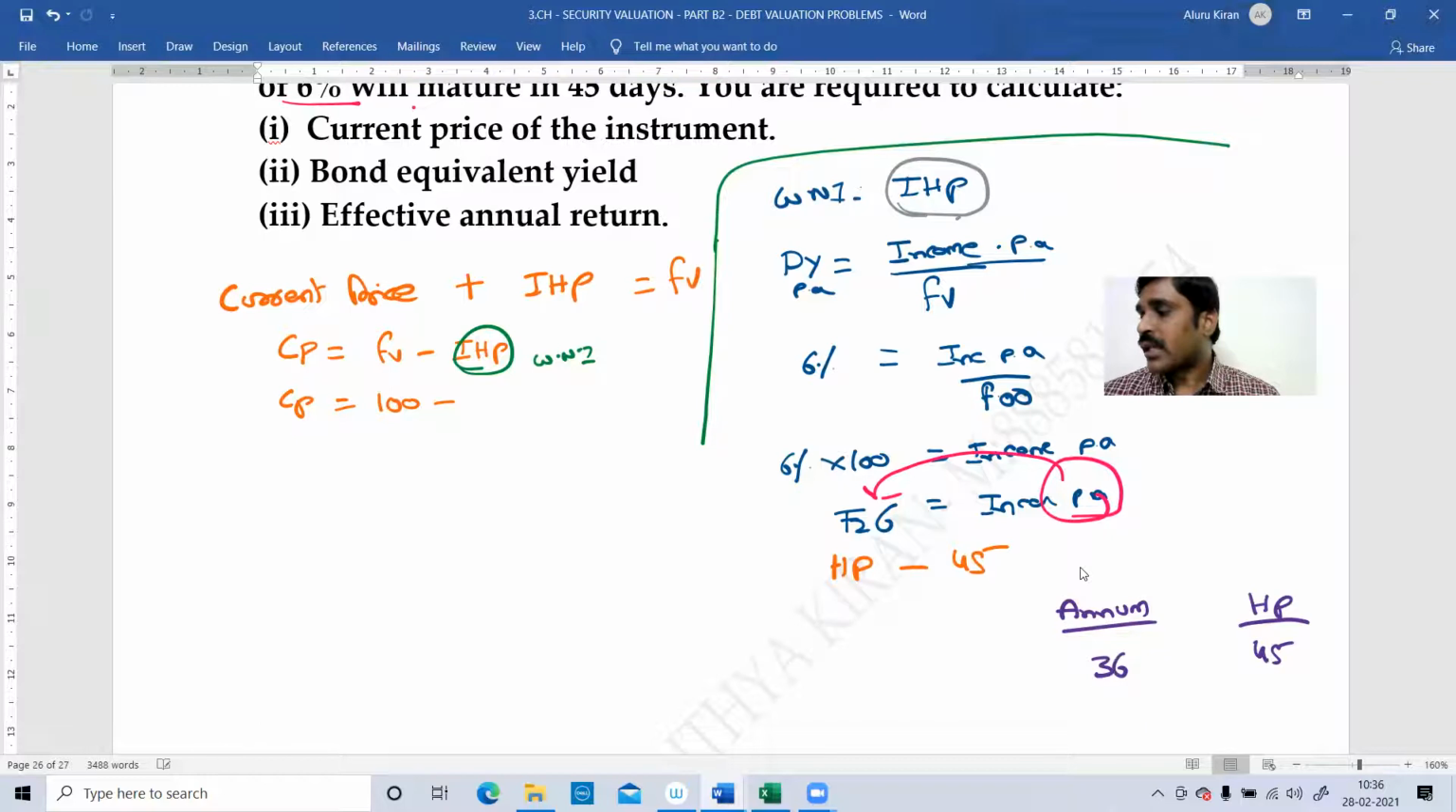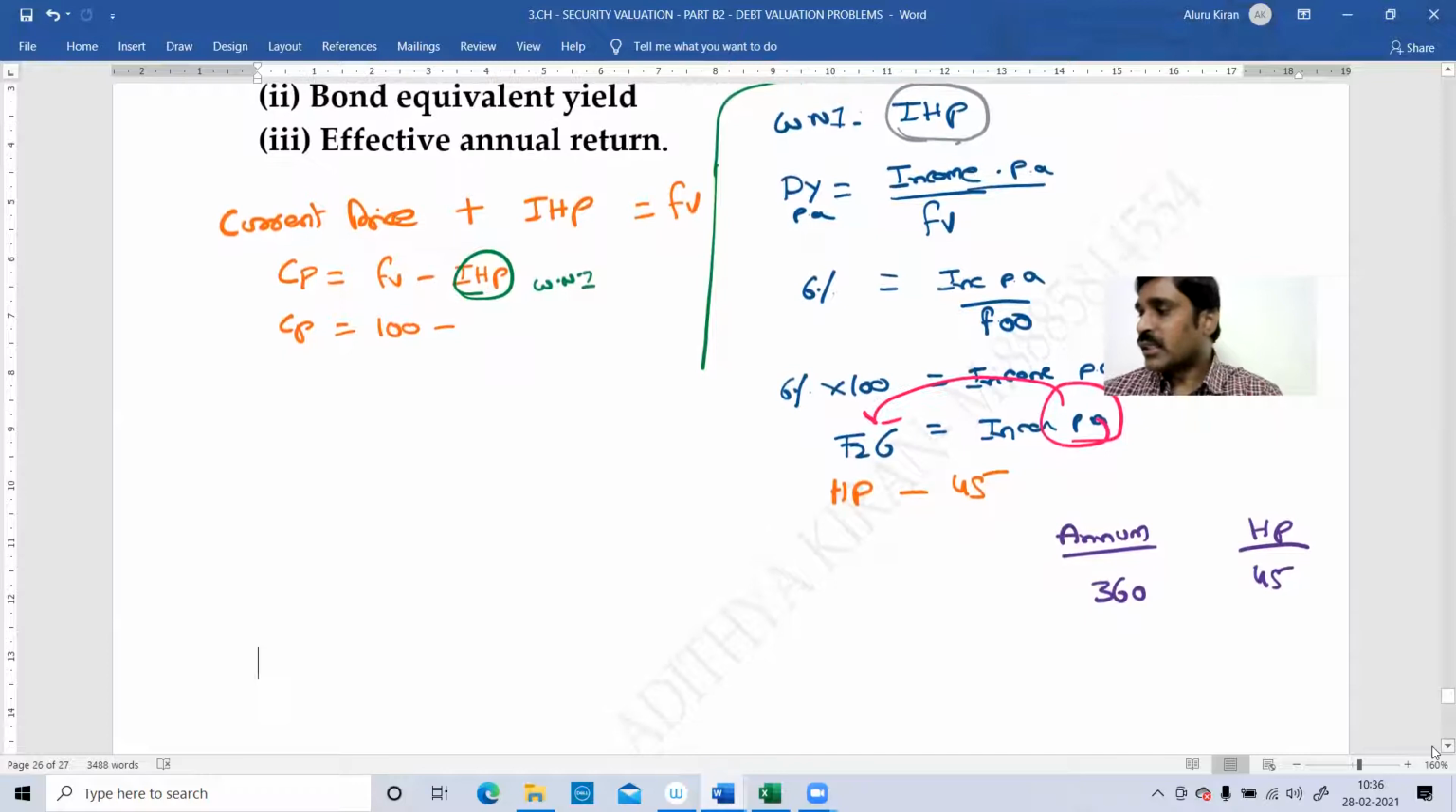Therefore, per annum I am taking 360 days, a round figure. 45, 90, 180, 360, like that. So for 360 days, how much is the income? For 360 days, rupees 6 is the income.